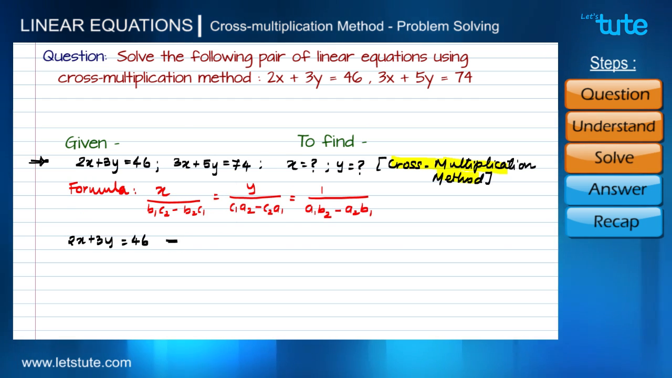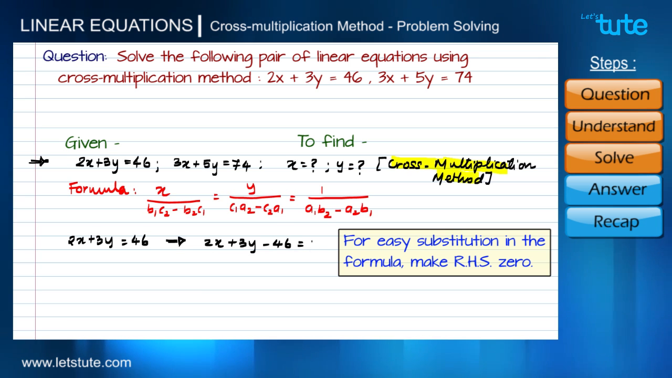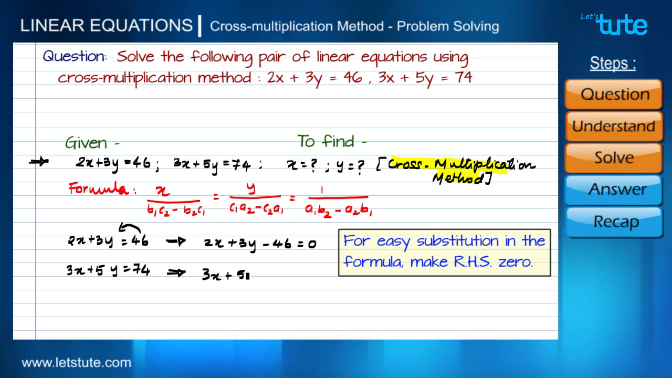So let's start with the first equation. We can write this equation as 2x plus 3y minus 46 equals to 0. We brought 46 to the left hand side, it became negative 46. And the second equation we can write as 3x plus 5y minus 74 equals to 0. Similarly, this 74 we have brought to the left hand side and it became negative 74.